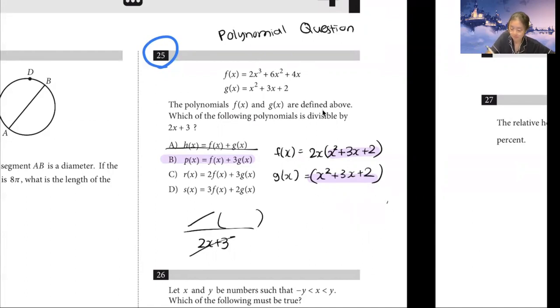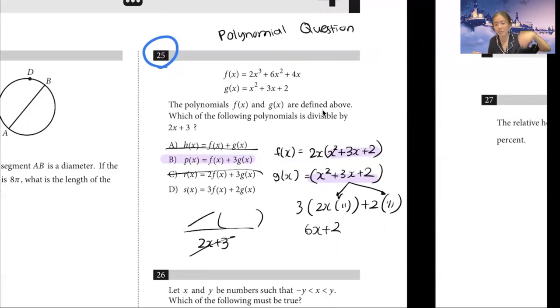So that's a no. And 3 times 2x, whatever's in the bracket, 2, whatever's in the bracket. Whatever's in the bracket are these purple ones. And then that's going to be 6x plus 2, and that's not divisible by 2x plus 3. So therefore, the answer is B.